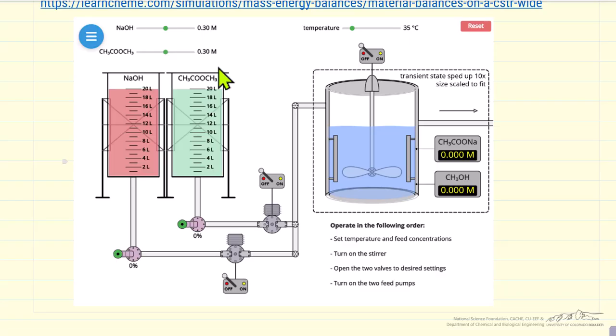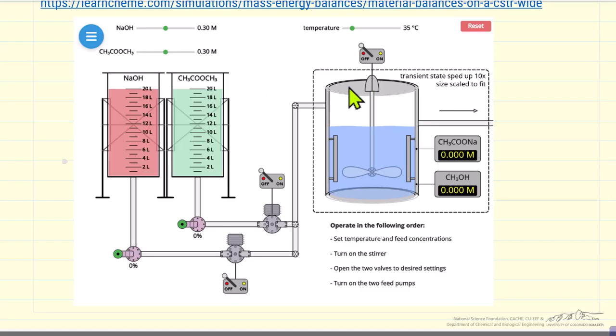The other thing is that the reactor is greatly expanded in size. The reactor volume is 1 liter, and 1 liter is the volume you can see here in these feed tanks. So this is greatly expanded just to make it easier to see. So let's look at this interactive simulation.